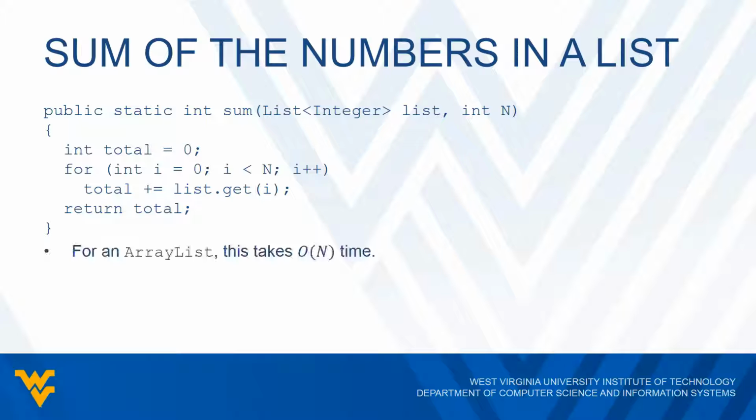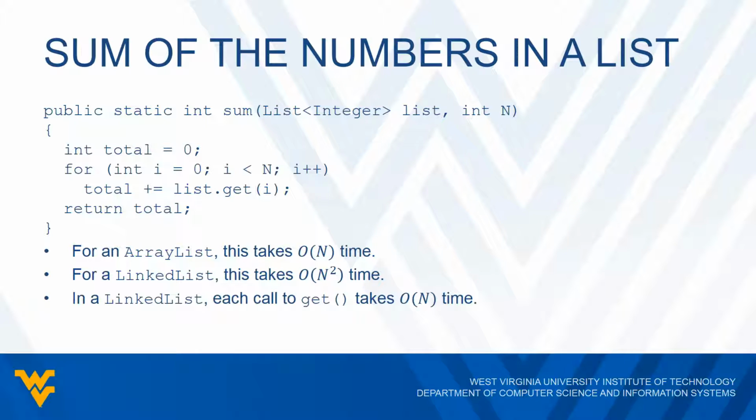Well, for an array list, this will take O of n time because we can get each item in the list pretty easily. For a linked list, this actually takes O of n squared time. This is because in a linked list, each call to get is going to take O of n time, because we can't directly access each one. So we would have to be a little more creative of how we would traverse through the list each time to get a specific value.